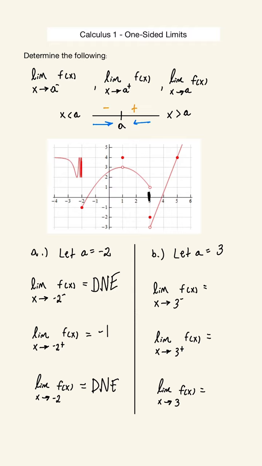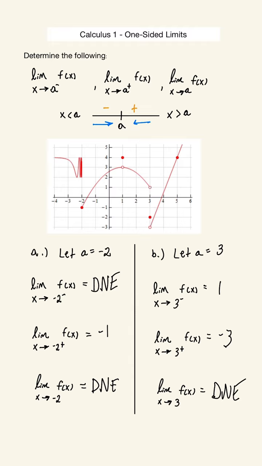So now we'll look at another point of interest. A is equal to 3, so we'll go ahead and mark that on our graph. And when we approach from the left-handed side, we'll get y is equal to 1. And when we approach from the right-handed side, we'll get y is equal to -3. But like our initial example problem, because we're not zeroing in on a singular y value when approaching from the left side and the right side, the overall limit does not exist.